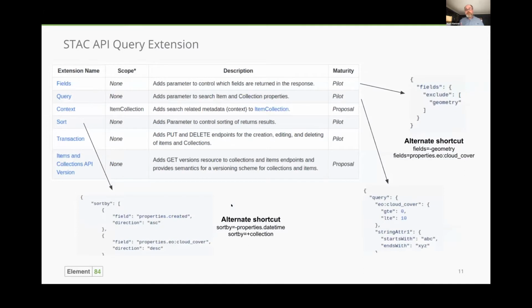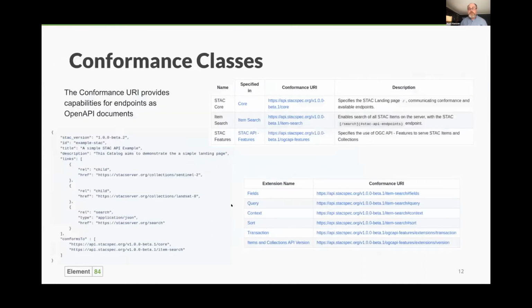So here's the query extension. I'm not really going to spend any time on this because it's going to get replaced, but here we can sort by any field. We can query on any property field. So you could say anything less than 10% cloud cover and then sort that in descending order, for instance, by date.